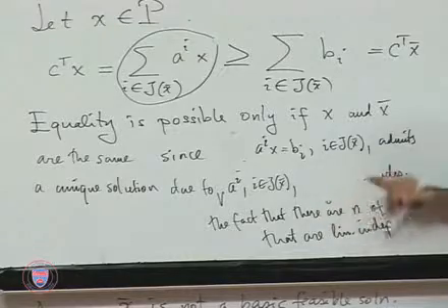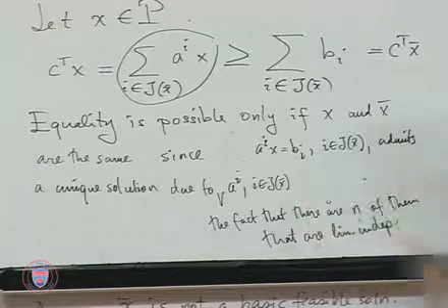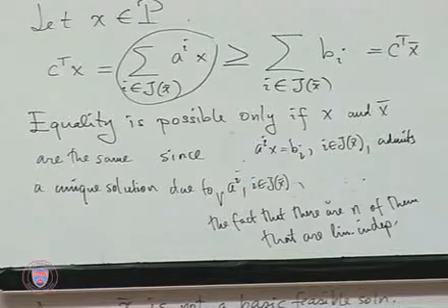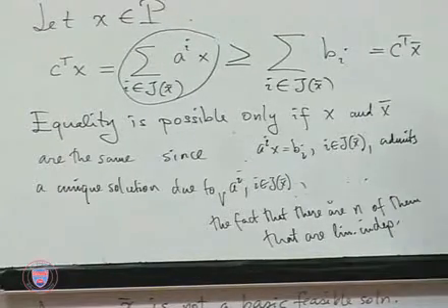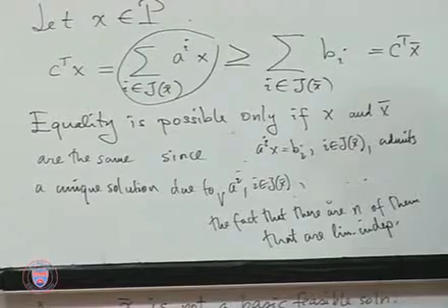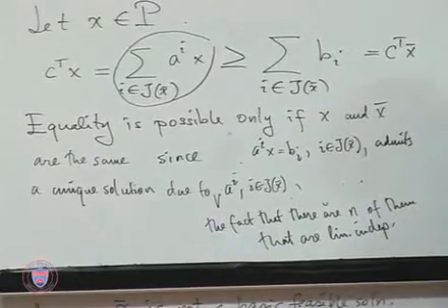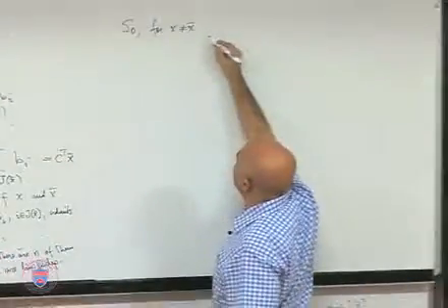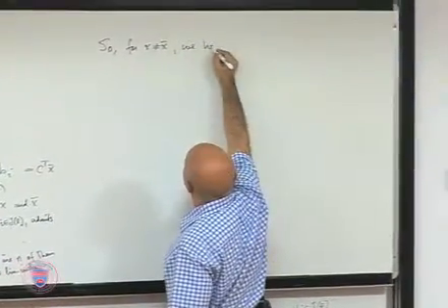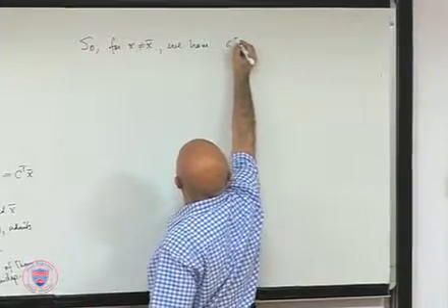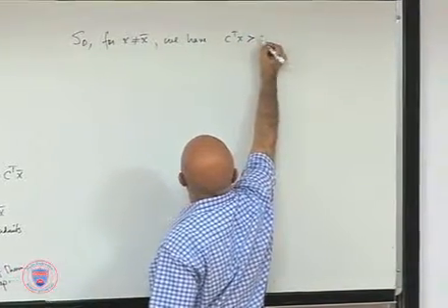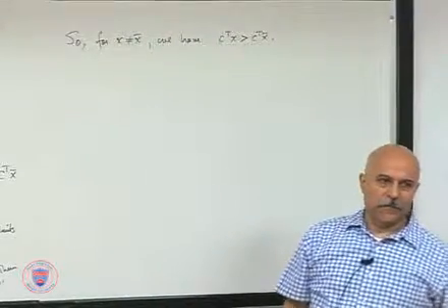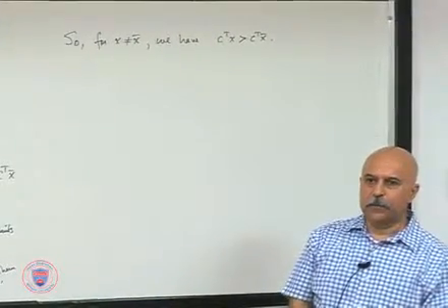So let's just erase this. Okay? So if you have strict inequality, then for x different from x bar, we have strict inequality, which means c transpose x is greater than c transpose x bar. Okay? And that's the definition of being a vertex.